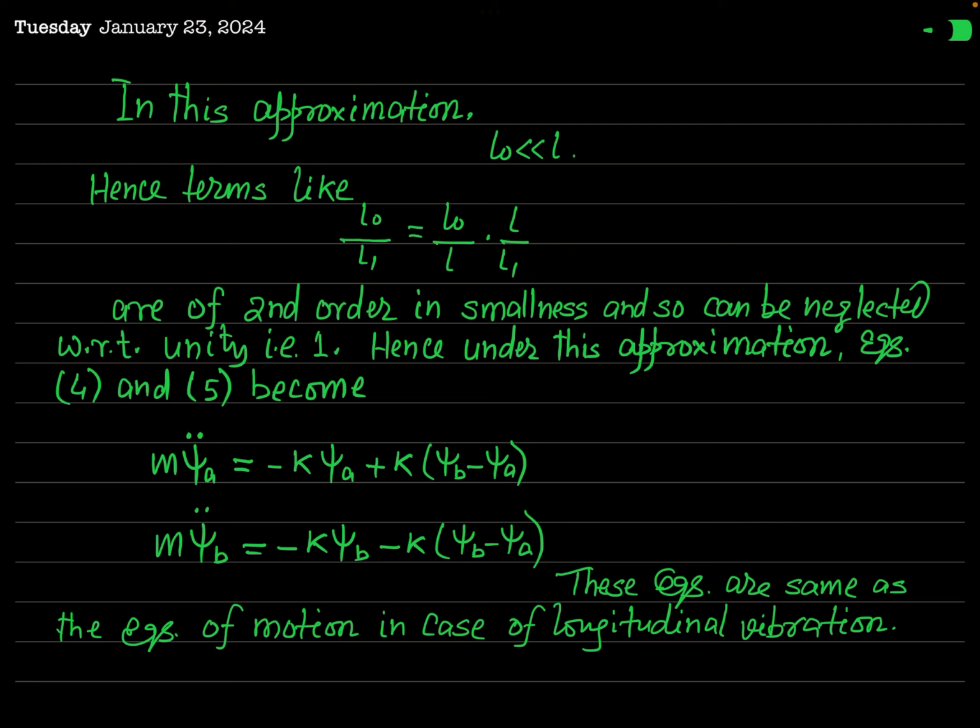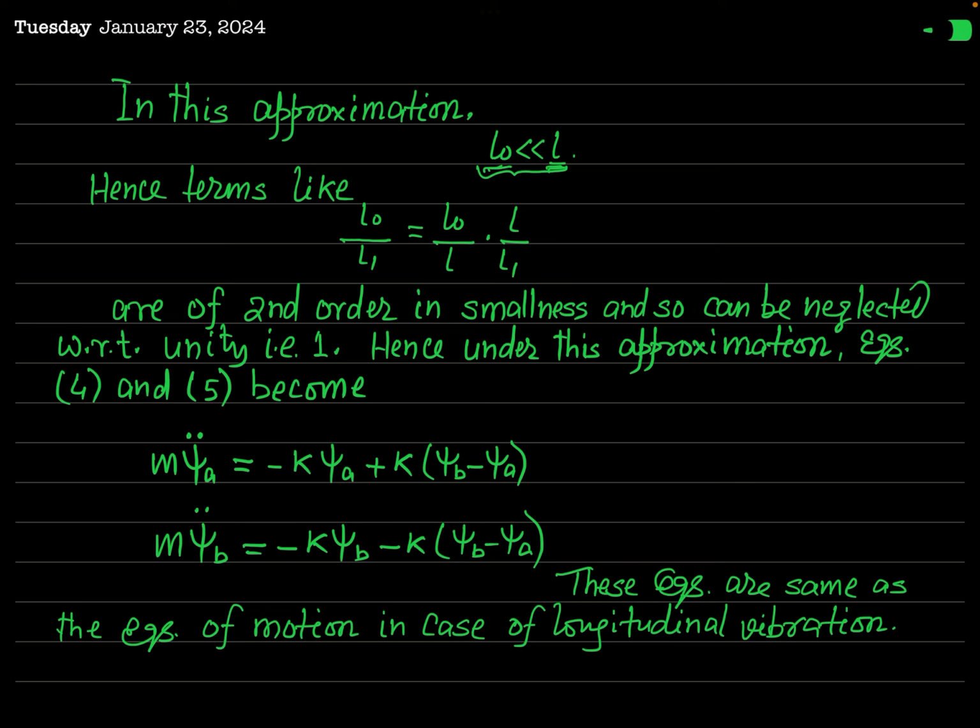Actually, when you say Slinky approximation, what does it mean? In this approximation, the natural length L0 of the spring is much smaller than its extended length. So as L0 is the natural length and L is the extended length, in case of Slinky approximation we have to take L naught much smaller than L. L naught much smaller than L.